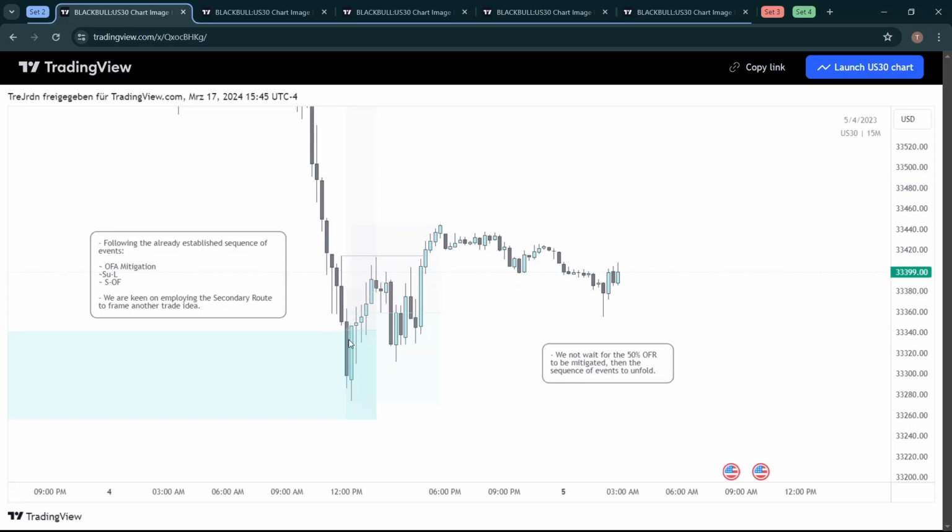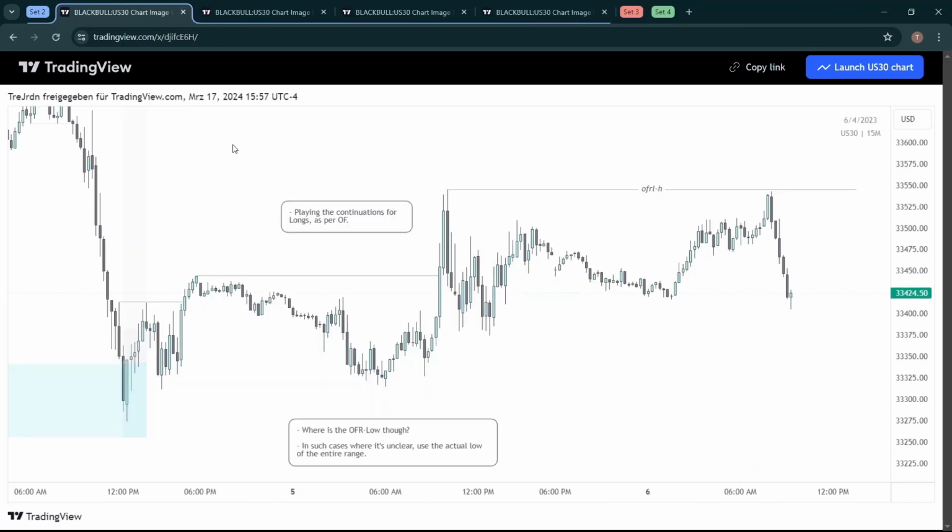So the reason why I was keen on longs is because these sequences of events have already been established, whereas I have the order flow mitigation. I mostly got a sweep, I mostly got a support and liquidation, and I mostly have a switching order flow. So already the idea for longs is framed for me, and I most likely have a target.